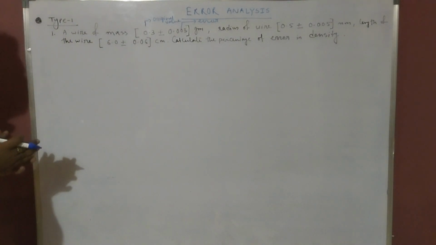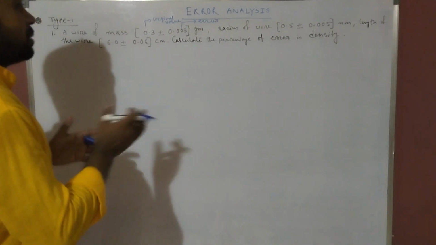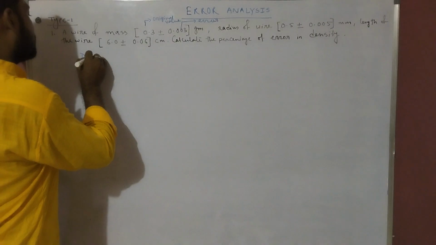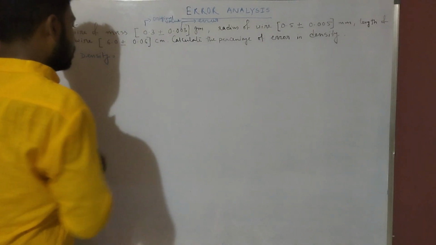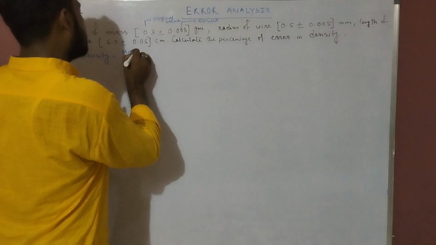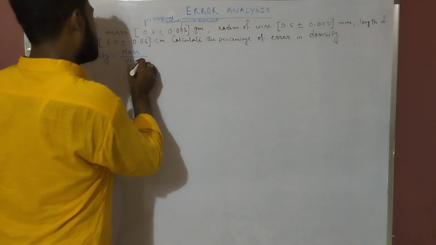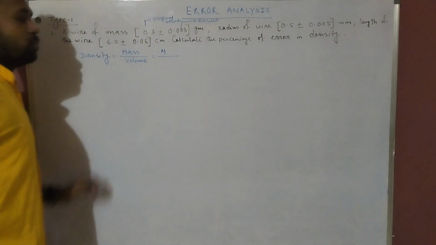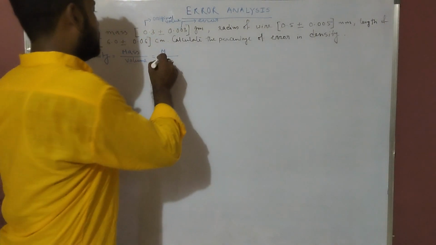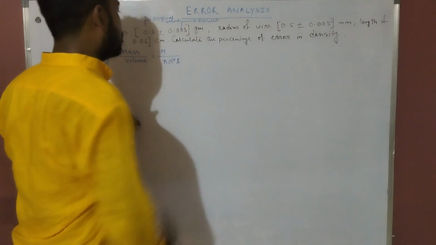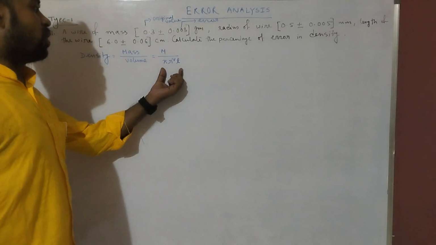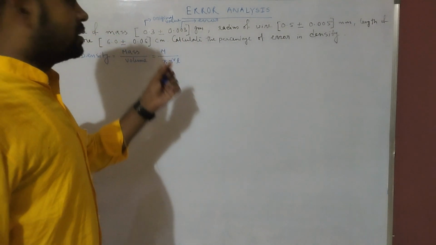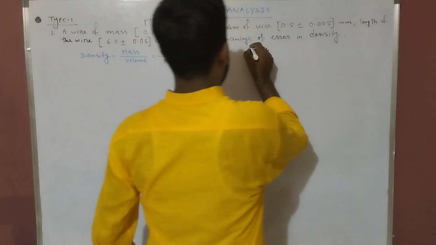So at first I have to know the mathematical expression or formula of density. So density means we know mass by volume. Here mass is equal to m and volume means v, but here pi r square l. Why? Because this is the formula of volume of a cylinder.